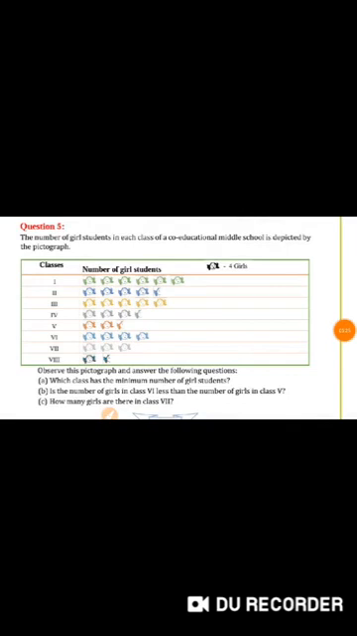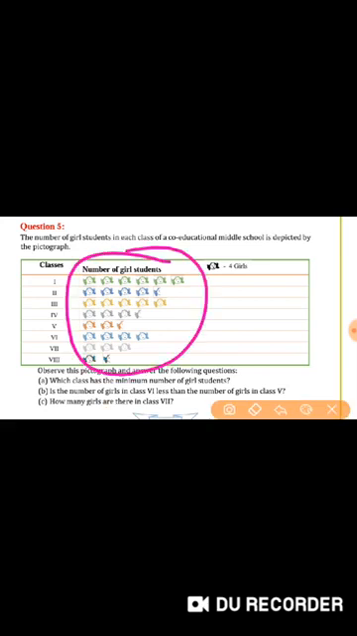So here comes the next thing. The number of girl students in each class of a co-educational middle school is depicted by the pictograph. See here, the number of girl students. Here one girl symbol represents 4 girl students. So first we can write: 4 plus 4, 4, 4, 4, 4. Add all the 4s. How many times are there? 1, 2, 3, 4, 5, 6. 4 sixes are 24. So 24 girls are there in the first class.